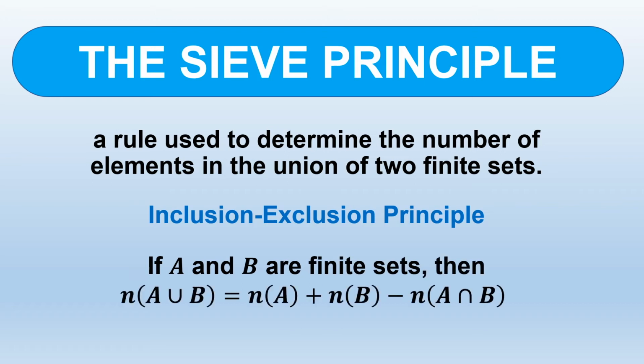In symbols, if A and B are finite sets, then n of A union B is equal to n of A plus n of B minus n of A intersection B.